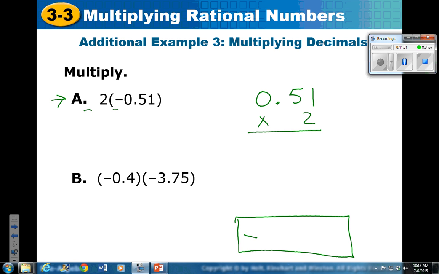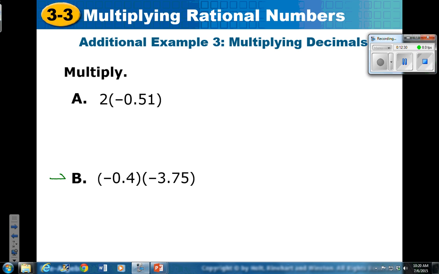Then I do 2 times 1 is 2, 2 times 5 is 10. And then I look at the problem and I count up how many digits are after the decimal point in the problem. This one is after the decimal point, and this one is after the decimal point, so that makes 2. So I'm going to put my decimal point right here. Sorry, that's 1.02. So I have exactly 2 places after the decimal point in the answer and 2 places after the decimal point in the question. And I don't want to forget about my negative, negative 1.02.